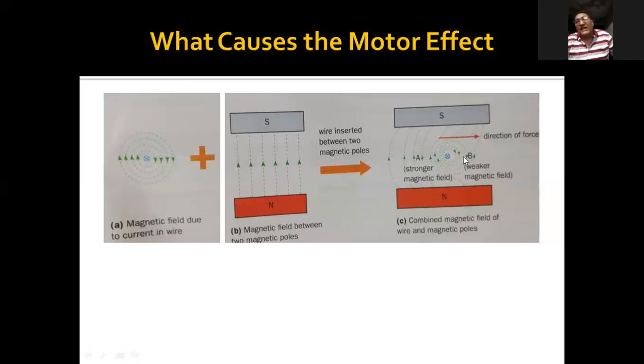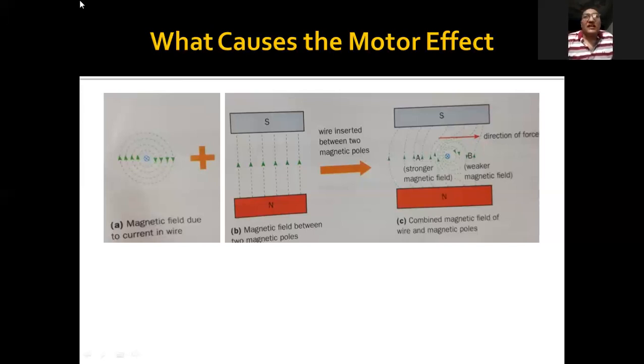But on the right side of the conductor, the magnetic field lines of the permanent magnet are going upward, but the magnetic field lines of the current carrying conductor, the magnetic field around it on the right side, are going downward. So the magnetic field lines of the conductor are going downward, but those of the permanent magnets are going upward. So here on the right side, the magnetic field lines are in opposite directions.